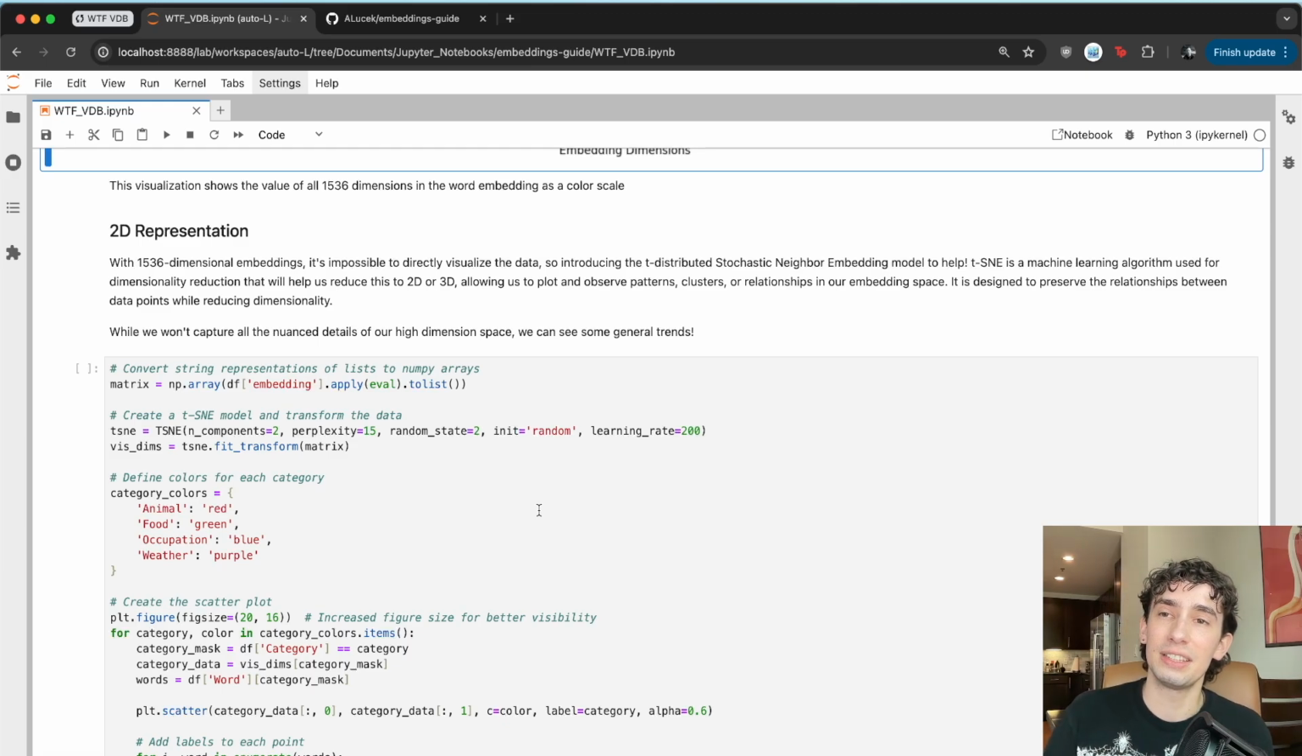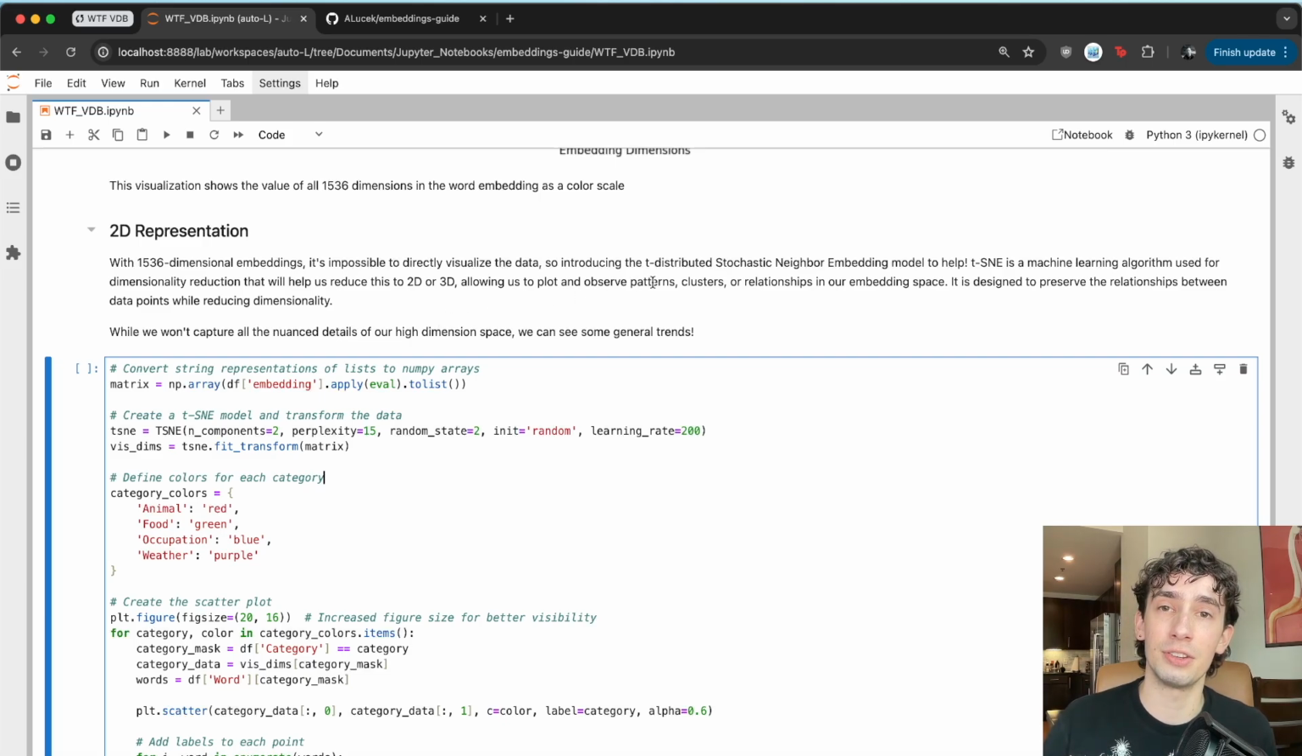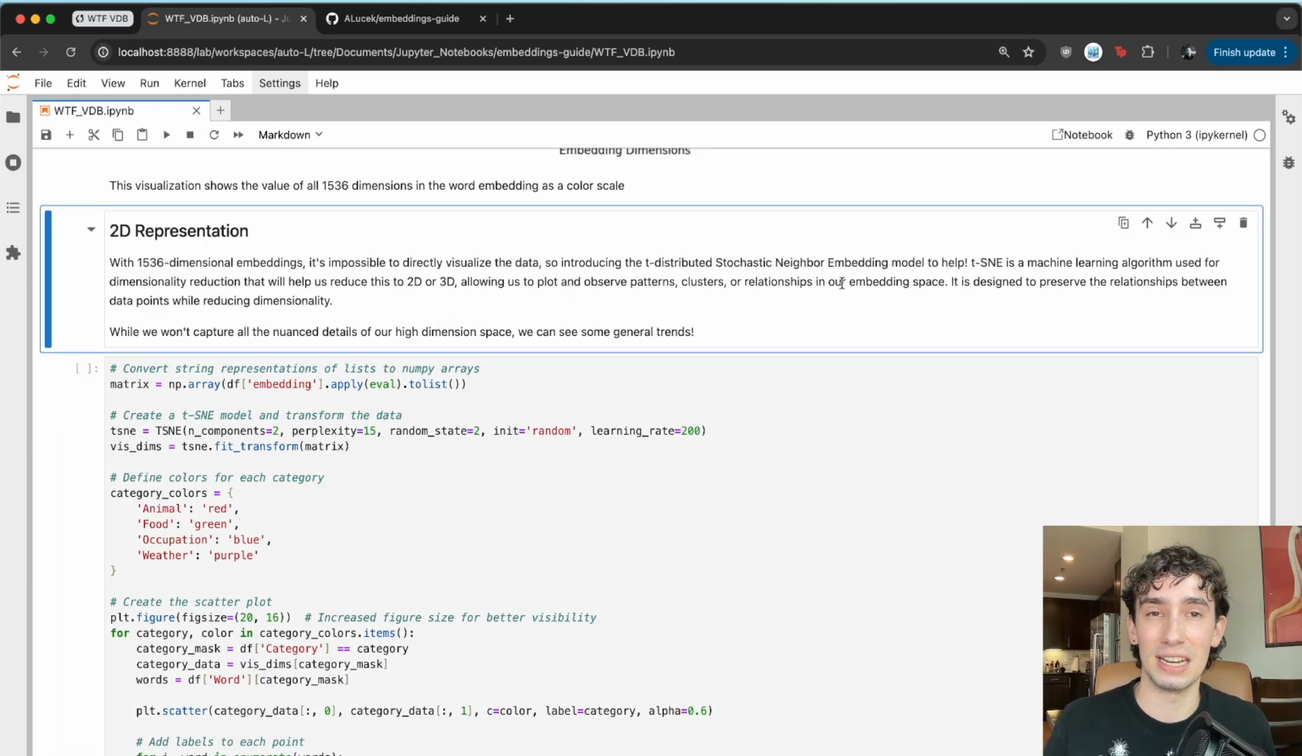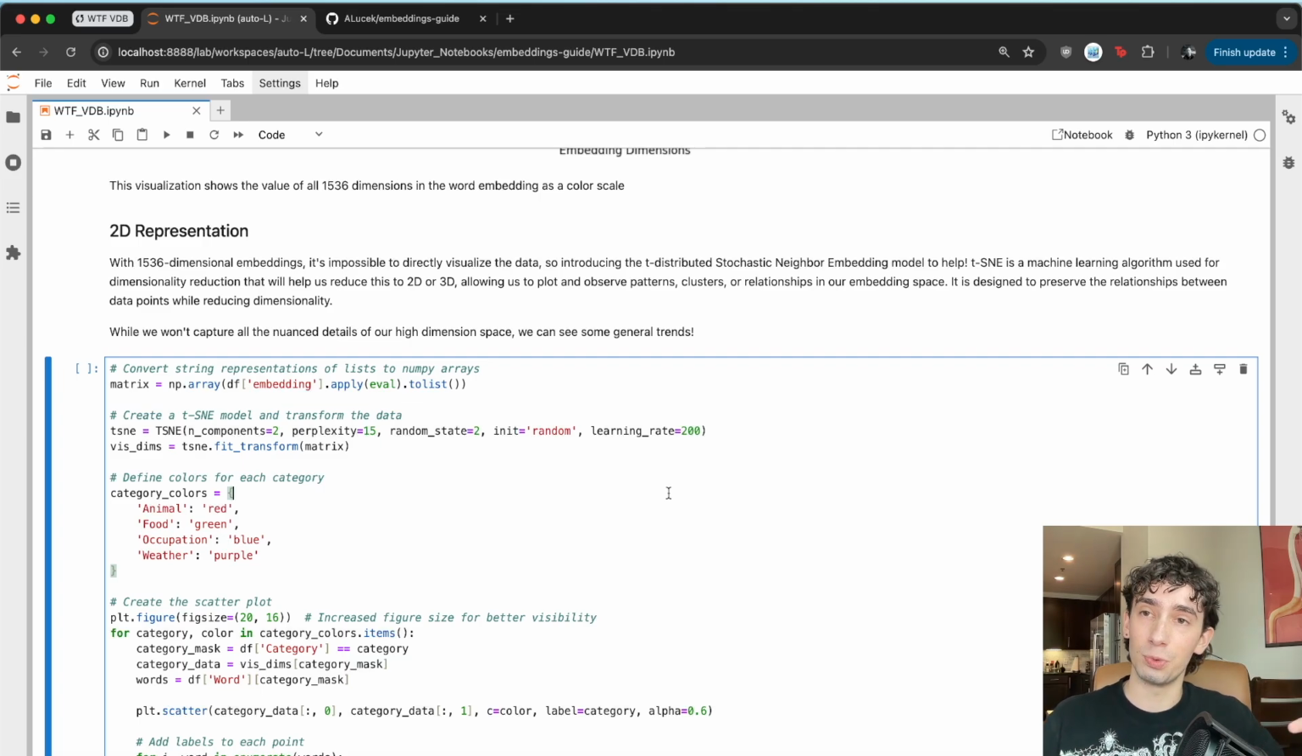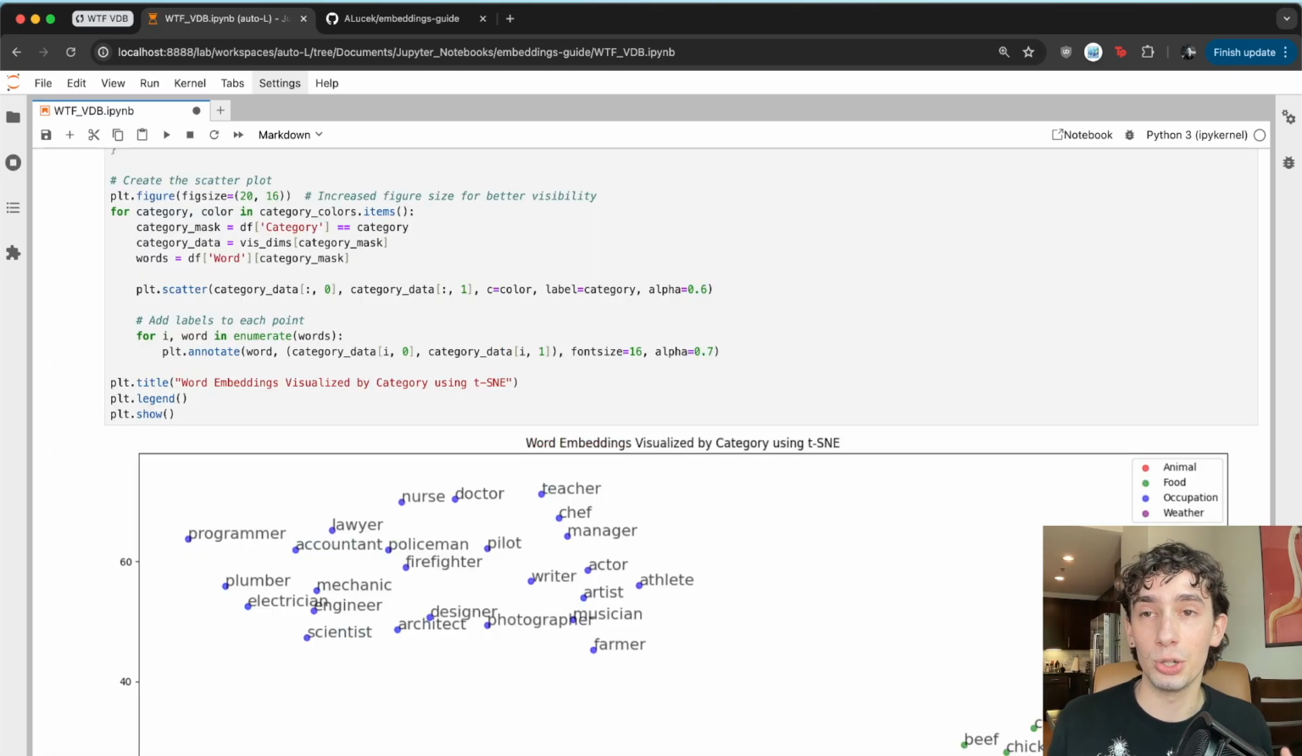And so of course, it's very hard to go through 1,536 dimensions and then convert that down into a 2D representation, but we'll be taking advantage of the t-distributed stochastic neighbor embedding model that's actually able to reduce the dimensionality of these embeddings down to 2D. That will allow us to then plot and observe different patterns, clusters, or relationships within our embedding space, and it preserves a lot of these relationships that are captured within those high dimensions. So let's actually run this and see how all of the embeddings turn out on a 2D representation.